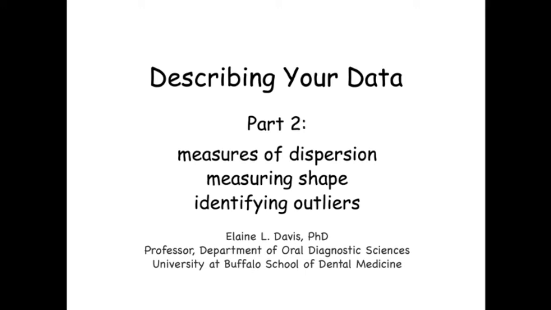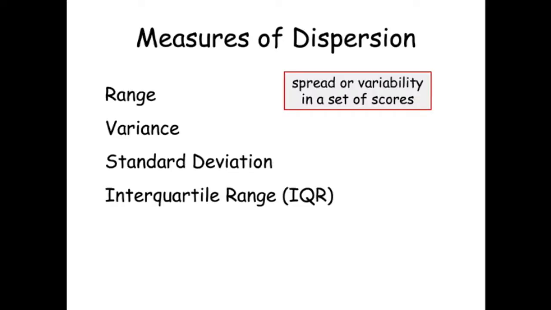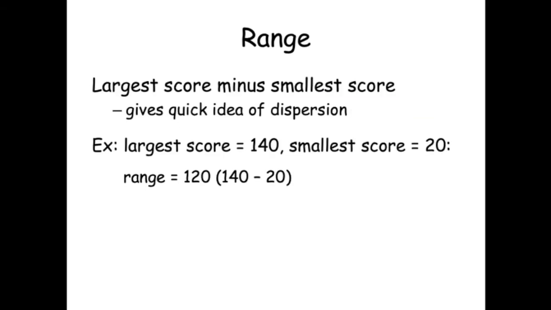This video presents an overview of measures of dispersion and shape and identification of outliers. Dispersion refers to how variable or spread out a set of scores is. The range is the simplest measure of dispersion, found by subtracting the lowest score from the highest score.